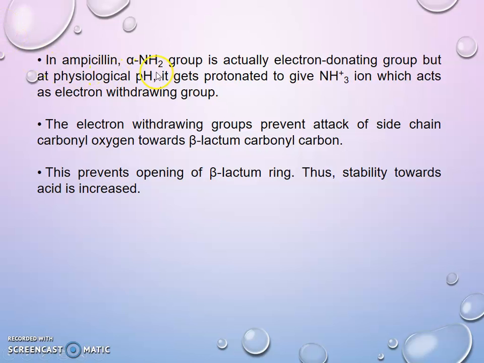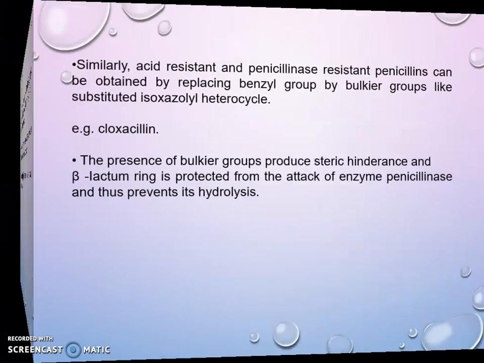In ampicillin, the alpha amino group is actually an electron donating group, but at physiological pH it gets protonated to give an ammonium ion, which acts as an electron withdrawing group. The electron withdrawing group prevents attack of the side chain carbonyl oxygen on the beta-lactam carbonyl carbon. This prevents opening of the beta-lactam ring, thus stability towards acid is increased.